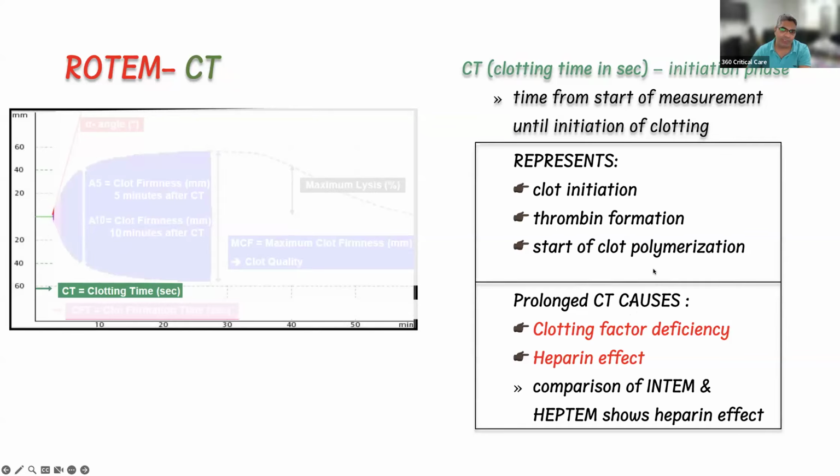The causes for prolonged CT are clotting factor deficiency and heparin effect. We talked about that, and you have to see how do you know which is because of what. So heparin effect will be corrected in HEPTEM, but if it is due to any clotting factor deficiency, it will not be corrected in the HEPTEM.